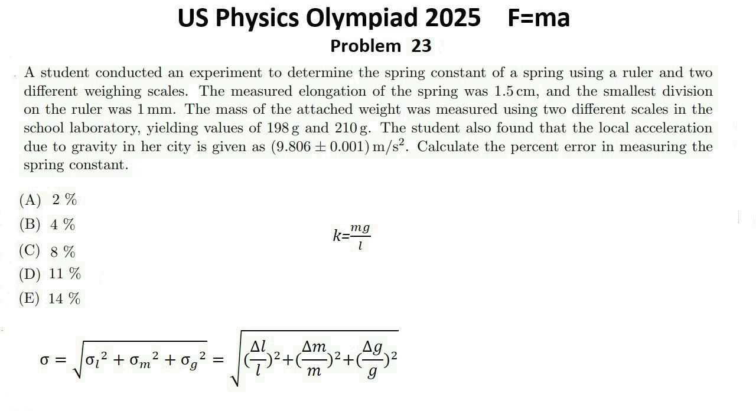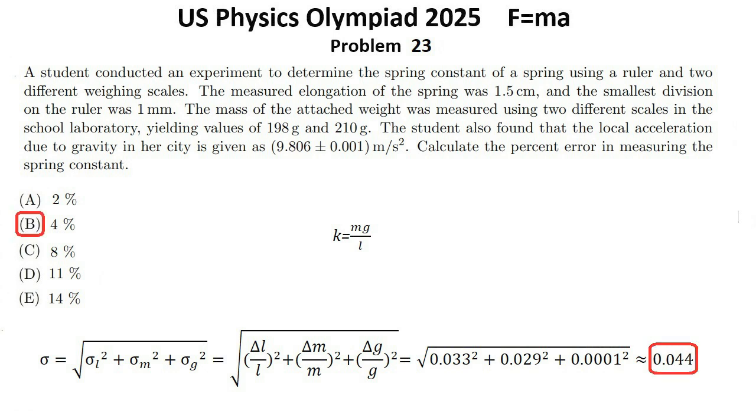The measured length L is 1.5 centimeters. Delta m, the measurement error of the mass, will be the difference in mass in half, and the mass m is calculated as the arithmetic mean of the two measurements. And for g, we have an error of 0.001 meters per second squared, and g itself is 10 meters per second squared. As a result of simple calculations, we obtain a relative error of 0.044, which is closest to the answer B. This was the solution to problem 23.